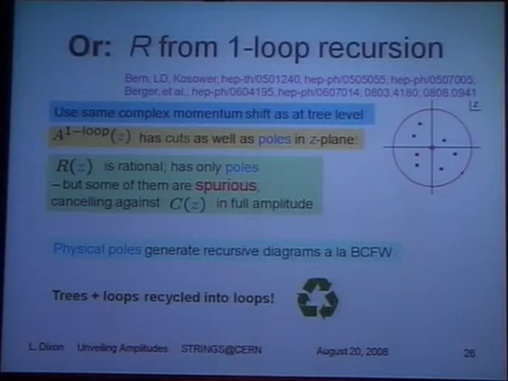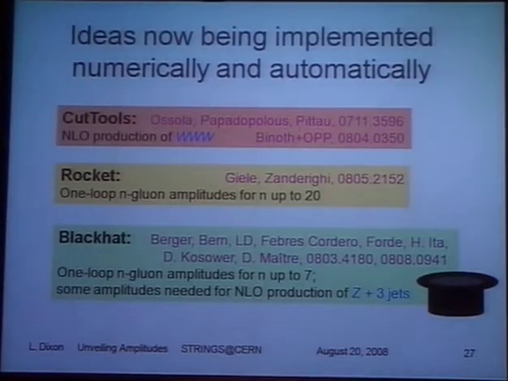So you can actually execute this and build up more state-of-the-art programs for computing these complicated one-loop processes. For example, there's a package called CutTools that has been used to calculate the production, not of the World Wide Web, but of three electroweak vector bosons at the LHC at next-to-leading order. There's a program called Rocket, which has actually produced one-loop n-gluon amplitudes for n up to 20.